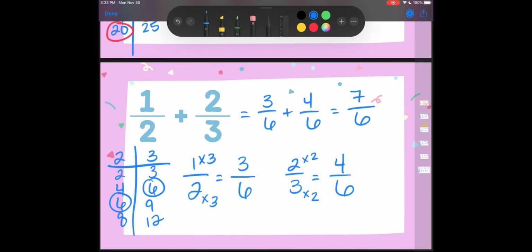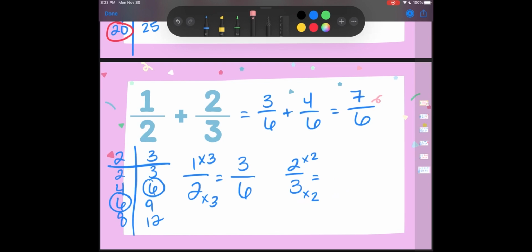And now I can add. Well, 3 plus 4 is 7, and our denominator was 6, so my answer is 7/6. Now, 7 is prime, right? So 7 can only be divided by 7. So I can't simplify by dividing them by a common factor, right? But it is an improper fraction.